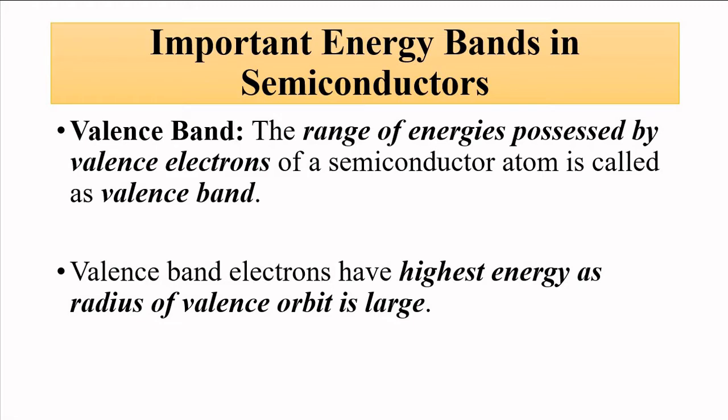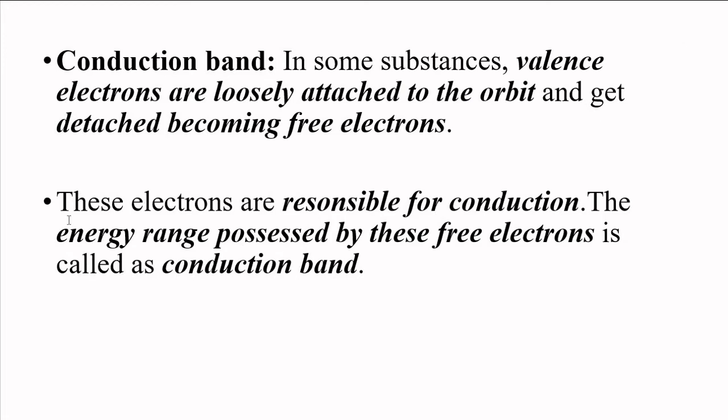Next is the conduction band. Now in some materials, the outermost orbit electrons are loosely attached to the nucleus. Their affinity towards the nucleus is less. They are loosely bonded, they get detached easily and become free electrons. These free electrons are responsible for the conductivity of the material; the ease with which current flows through that material is decided by these free electrons.